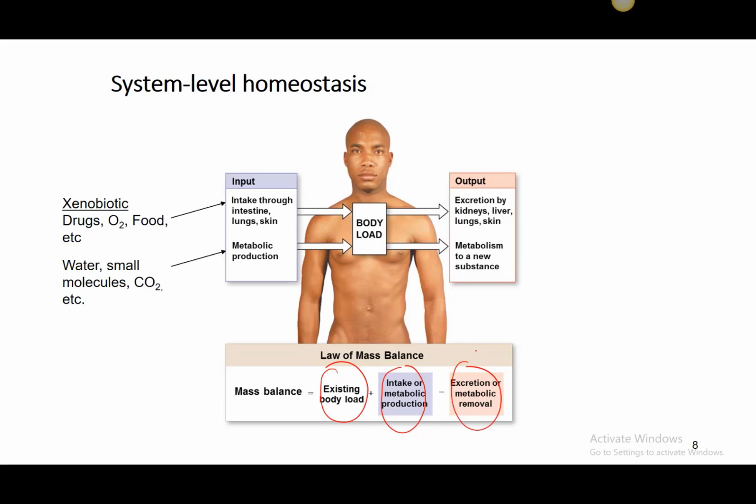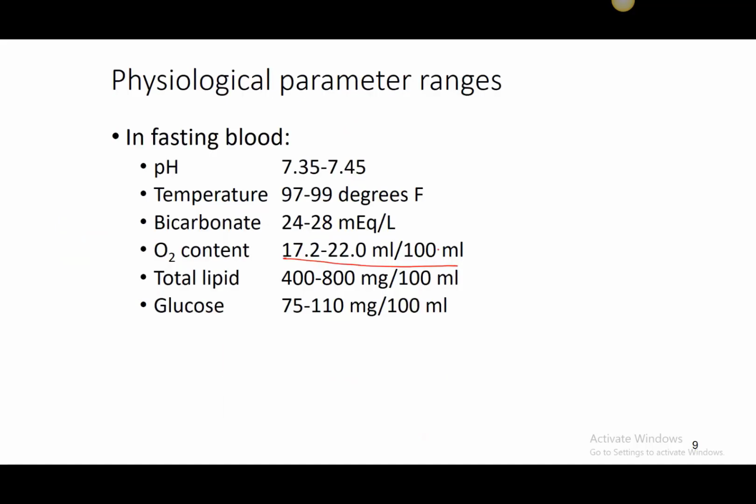In order to maintain system-level homeostasis, we have to maintain certain parameters in a narrow range, such as oxygen, carbon dioxide, salts, and hydrogen ion. The range can be tight or loose. Certain factors must be kept within a narrow range for optimal function. For example, the pH range is very tight. The temperature range is also tight. Bicarbonate is also tight. Oxygen has to be kept tight. While some are loose, for example, total lipids and glucose.